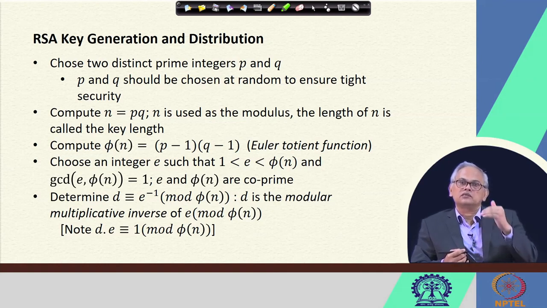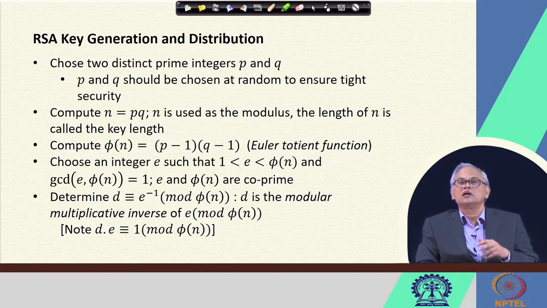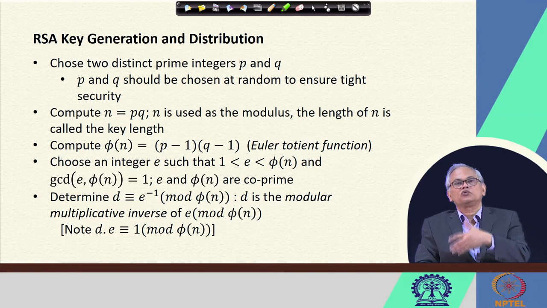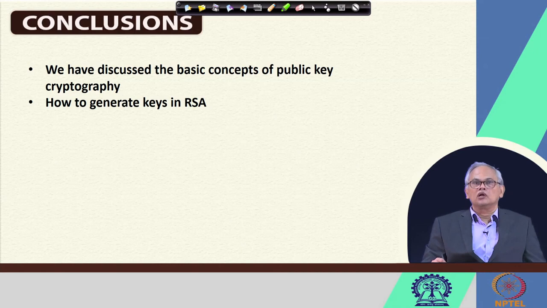Basically some very common and well known steps are used for generation of the RSA keys, the encryption key and the decryption key. Once generated, the encryption key is known to everybody, which is basically the public key, and the decryption key is the private key, which will be known only to the person who is generating this key pair.